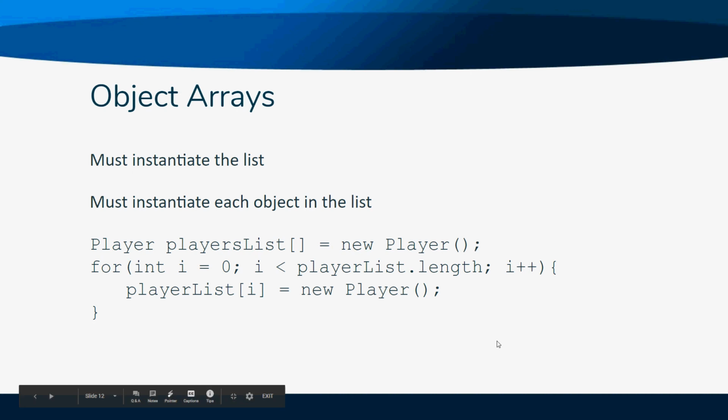Now you can also instantiate objects. In this unit we are not going to, but later on in class we'll show you how to instantiate objects of your list. So suppose I had a player class, a user-defined class. I could say players list equals new player, and then I would have to instantiate every single item in my list by starting at 0 and going through to the length of the list and instantiating each item as an instance of the player class.